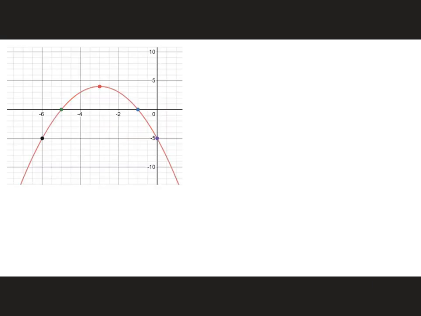Okay, so here is another graph of a parabola. And this one is opening downwards. So that tells me that my a value is going to be negative when I get to it. I can already tell just because it's opening downward. So the first thing I want to do is identify my x-intercepts for my p and my q. So this x-intercept appears to be at negative 5, 0. And this one appears to be at negative 1, 0.